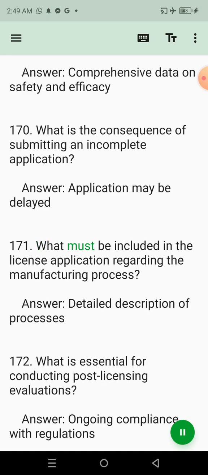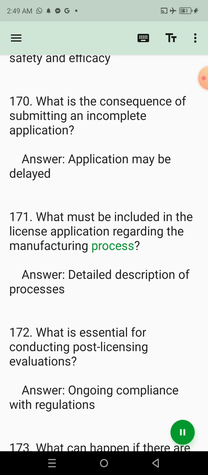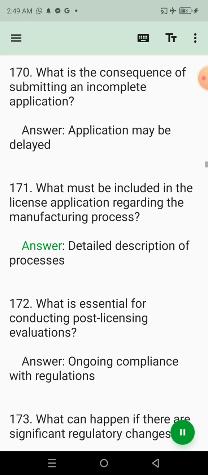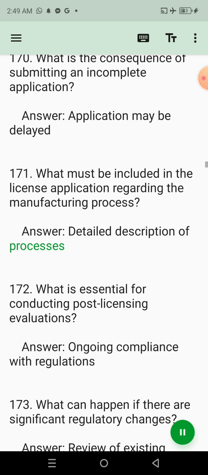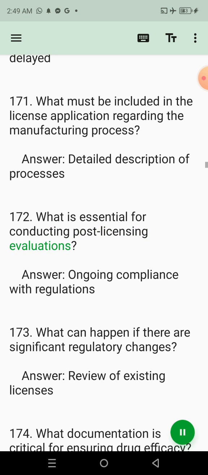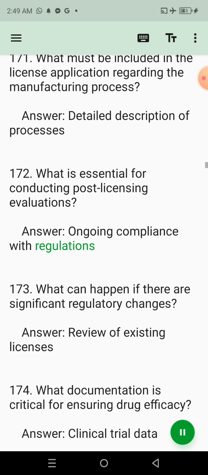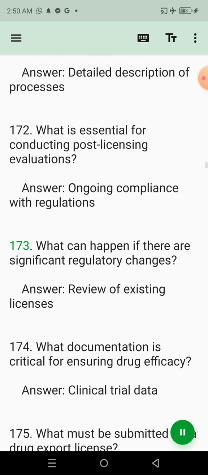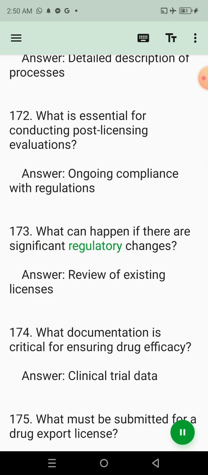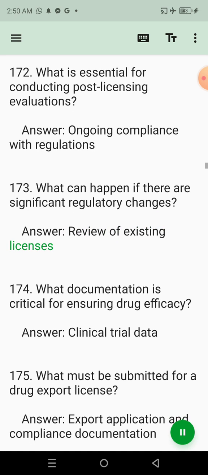171. What must be included in the license application regarding the manufacturing process? Answer: Detailed description of processes. 172. What is essential for conducting post-licensing evaluations? Answer: Ongoing compliance with regulations. 173. What can happen if there are significant regulatory changes? Answer: Review of existing licenses.